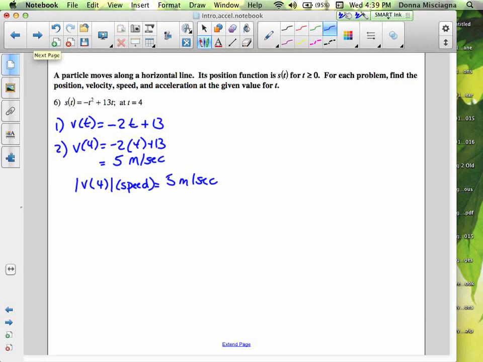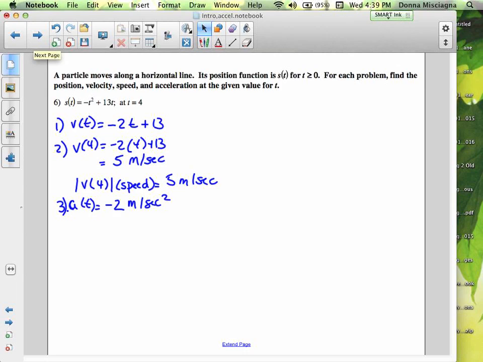All right, and then we want to find acceleration. So that would be a of t. And we just take the second derivative, which is pretty easy. It's negative 2. And our acceleration at t equals 4 seconds, we have a constant acceleration here. So we're never slowing down or speeding up. We're just constant. Negative 2 meters per second squared is our acceleration. It's our acceleration at 4 seconds and at 3 seconds and whatever seconds you want to look at.